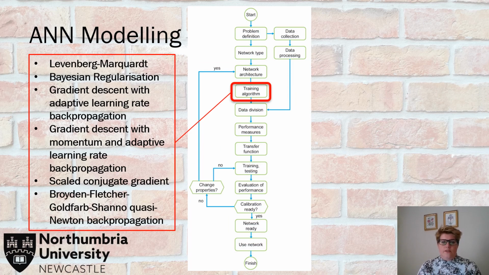So the training algorithms that we use are calculating the weights and the biases in the network. We have chosen to test these 6 different learning algorithms. They were all chosen for their speed and efficiency. For example, Bayesian regularization is ideal for small and noisy data sets, or an adaptive learning rate can help improve the performance of the network.